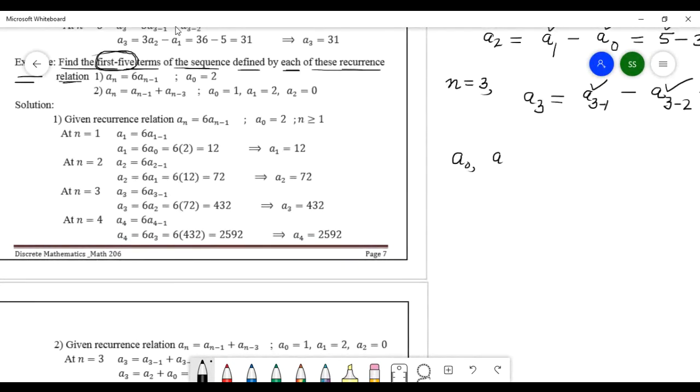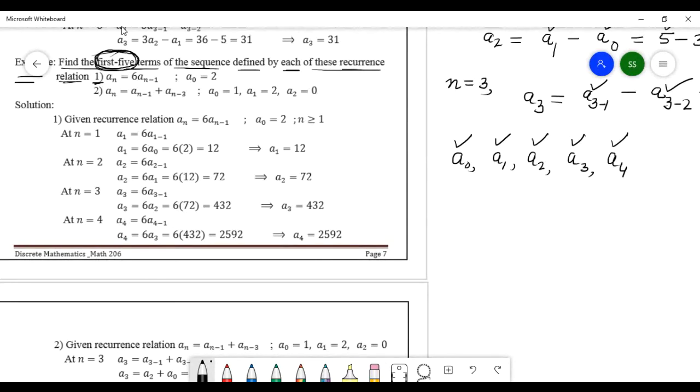The first 5 terms are a0, which is the first number, a1, the second number, a2, the third, a3, the fourth, and a4, the fifth. So 1, 2, 3, 4, 5. These are the 5 terms. You have to find these 5 terms. Okay, see the relation here.